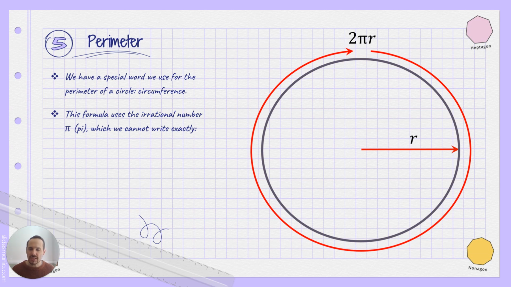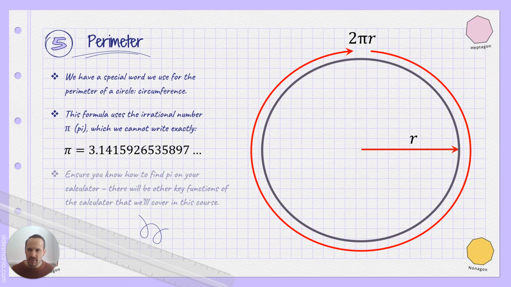And this formula uses the irrational number pi. So this is not something you can really calculate on paper; you'd have to use a calculator, which can calculate this value. So pi is an irrational number. It's got an infinite decimal expansion. We can never write it exactly, but we can estimate. And so if we wanted to calculate this, like I said, we have to use our calculator.